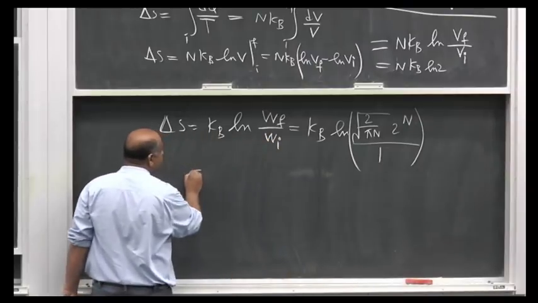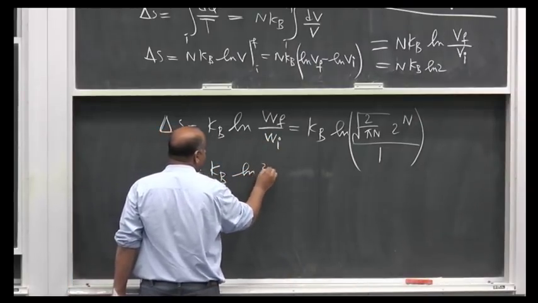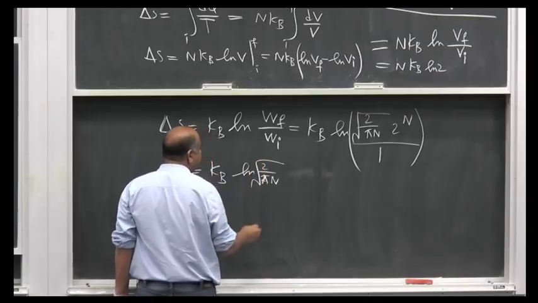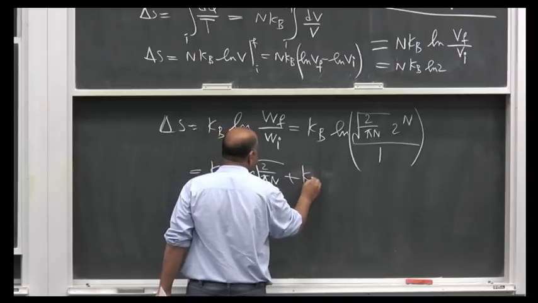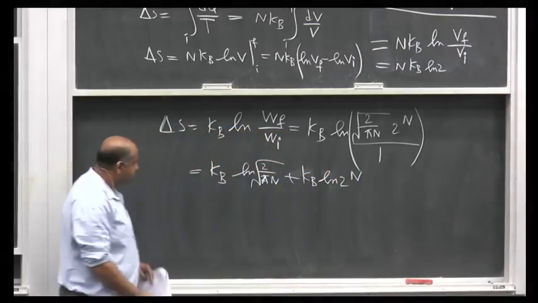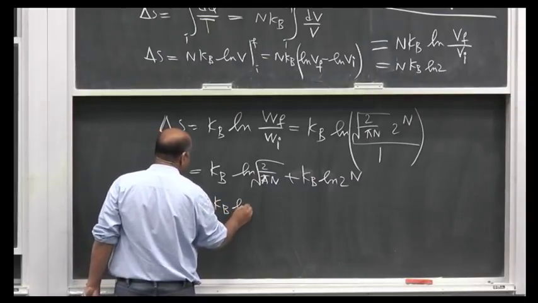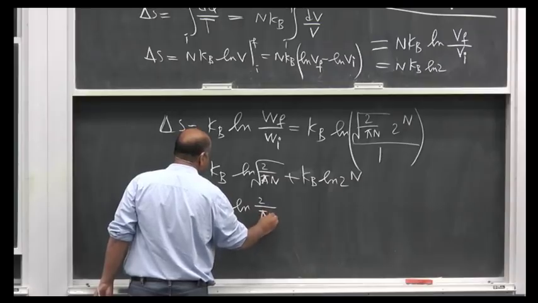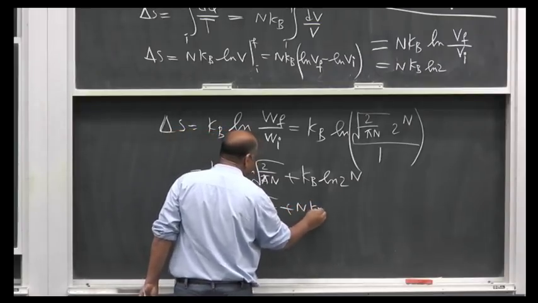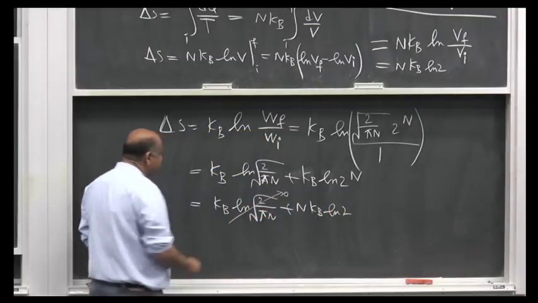So let me do this integral. kB log of 2 over pi n plus n log 2. Let me do it first, then you can ask questions. And this goes to 0 as n is large.